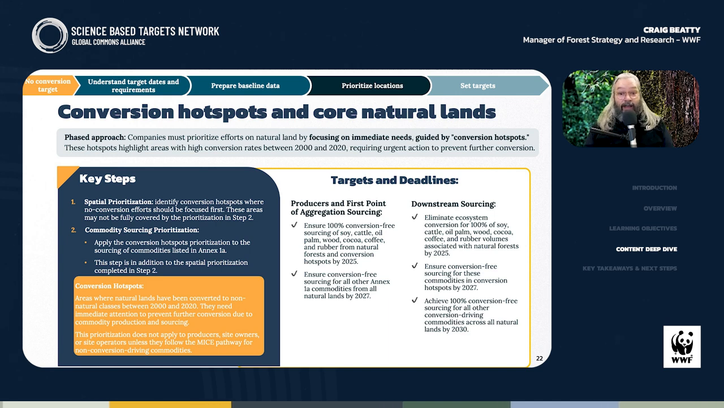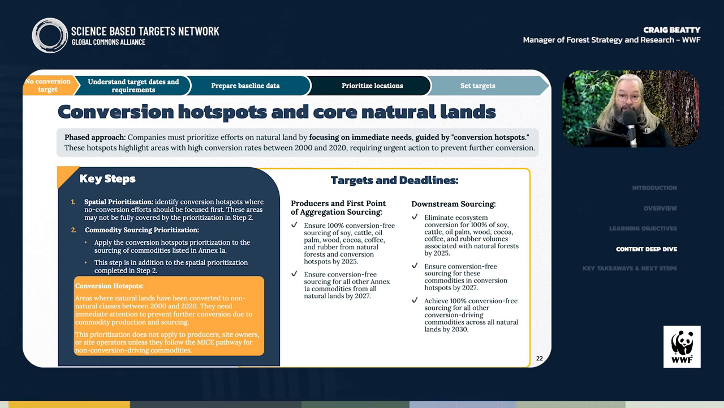These hotspots highlight areas with high conversion rates between 2000 and 2020, and therefore need more urgent action to prevent further conversion due to commodity production and sourcing. To do so, companies will follow two steps. First, they will start with a spatial prioritization to identify conversion hotspots where no conversion efforts should be focused first, which may not have been fully covered in the prioritization of Step 2.